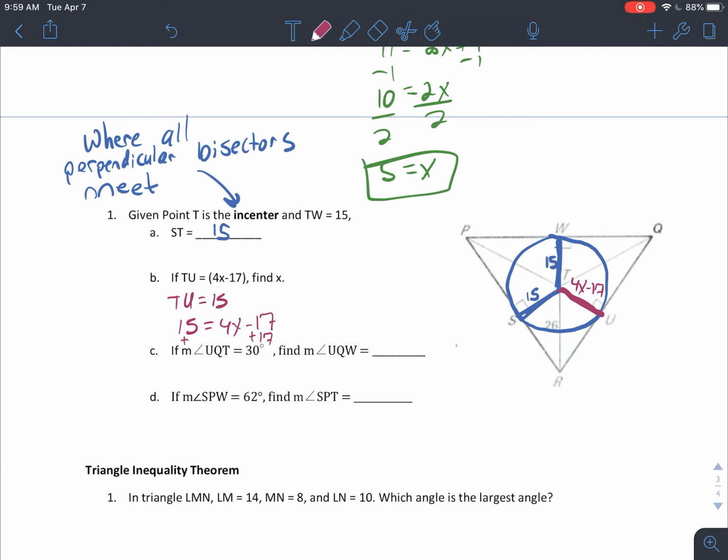We add the 17 to the other side. That gives us 32 is equal to 4x. We divide by 4, and we get x is equal to 8.